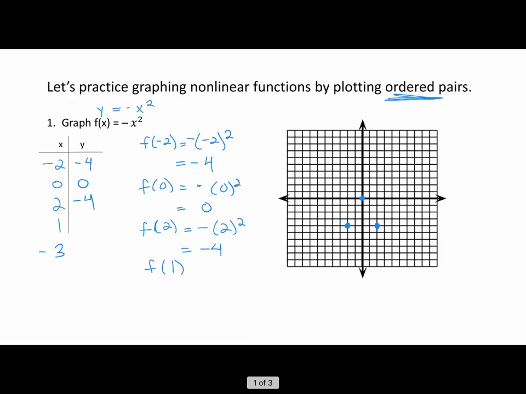Okay. So +1, let's put that in for x. That's going to be opposite of 1, or -1. And for the -3, that's going to be the opposite of -3 squared, or opposite of 9, so -9. Alright, let's plot those. 1, -1, and -3, -9. That gives me a better idea of what this looks like. So this is going to be curving this way, and curving this way. And that's a parabola shape, which is expected for any quadratic function.